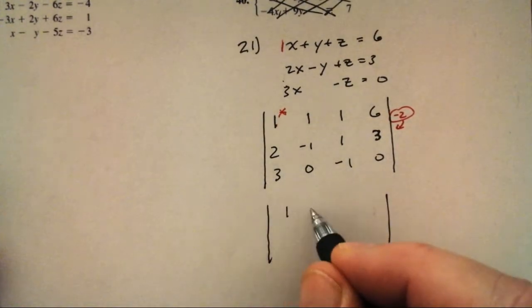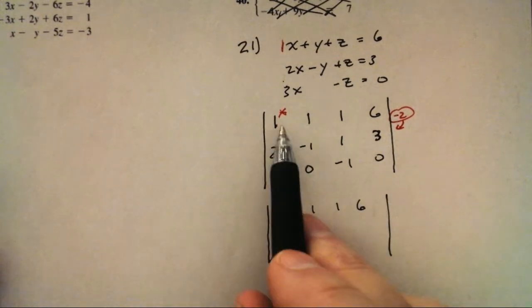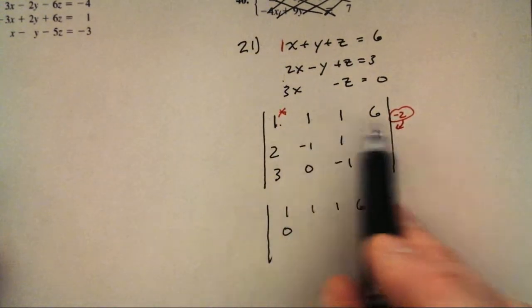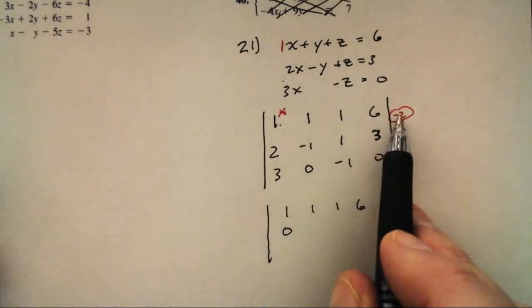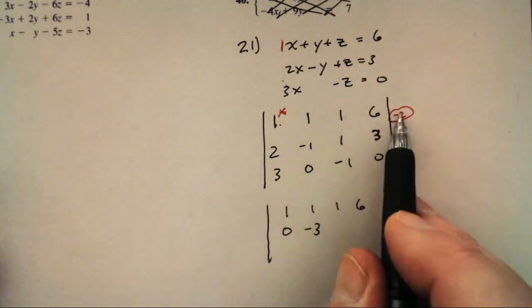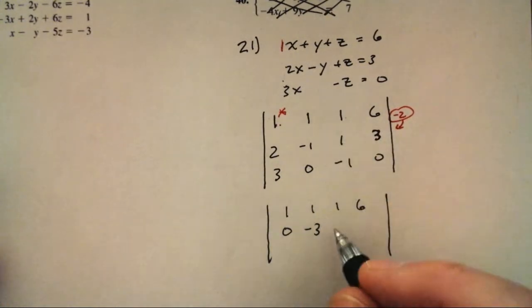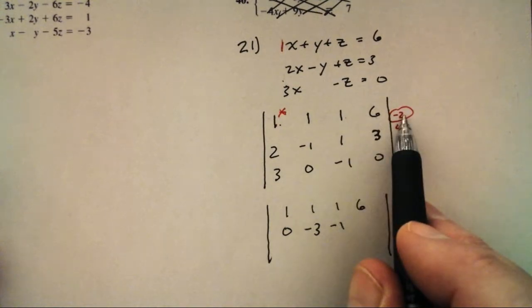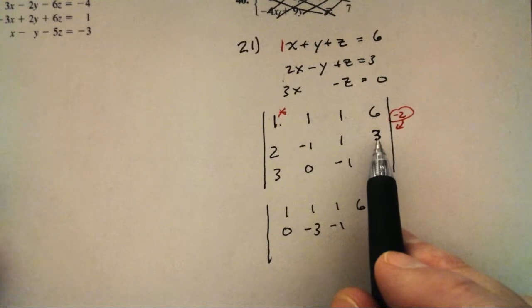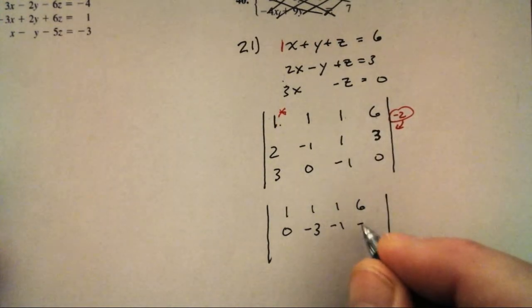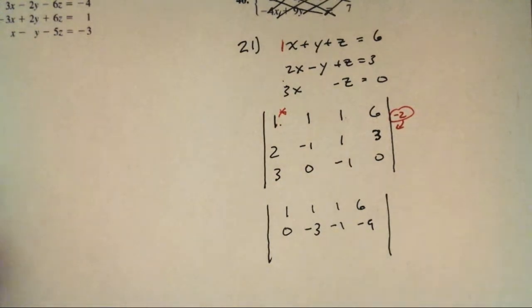Hitman row doesn't change: 1, 1, 1, 6. Now negative 2 and 2, 0. That was our purpose. Negative 2 and negative 1, negative 3. Negative 2 and 1, negative 1. Negative 12 and 3, negative 9.